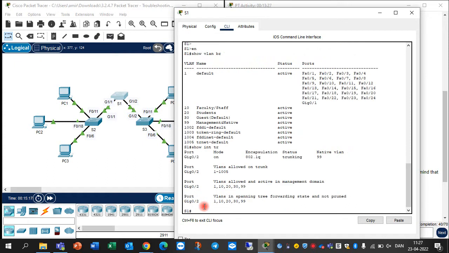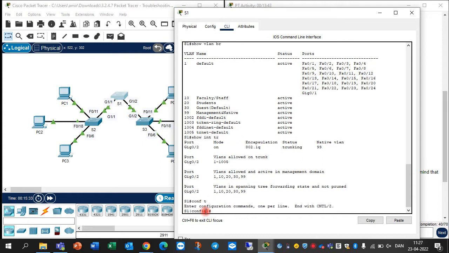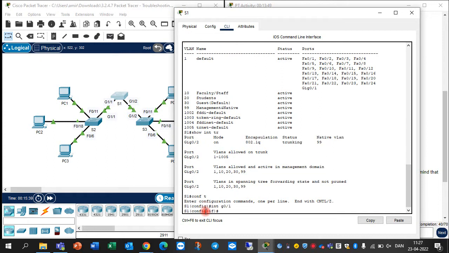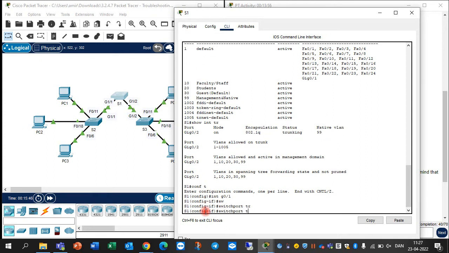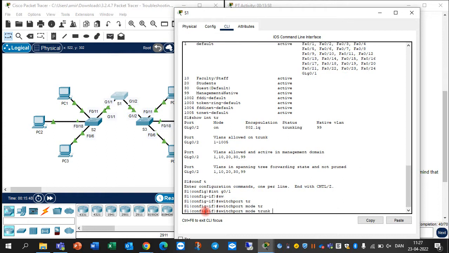Interface trunk. You can see this is a native VLAN G01, but also conf t, interface G01 also should be switch port trunk, switch port mode trunk.